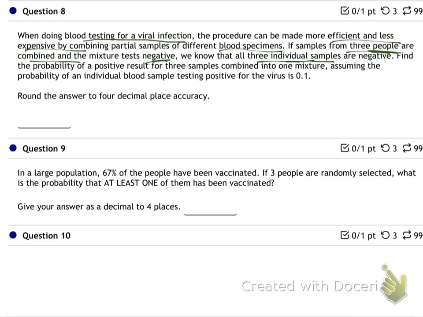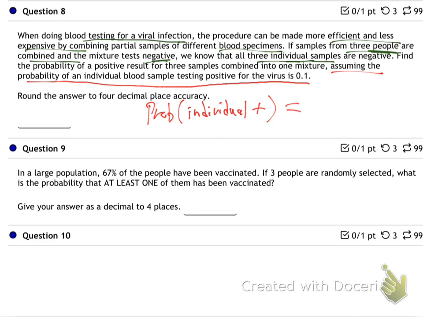When they do that, they've got to know the probabilities involved. So assuming the probability of an individual blood sample testing positive is 0.1. Let me write that. Probability that an individual is positive is 0.1. So if the probability of just one sample being positive is 0.1, what's their question? Find the probability of a positive result for 3 samples. So what's the probability of a positive for 3?